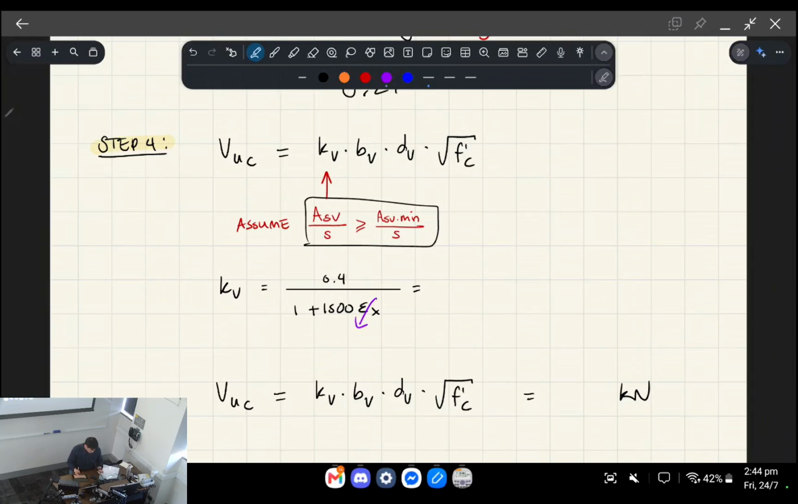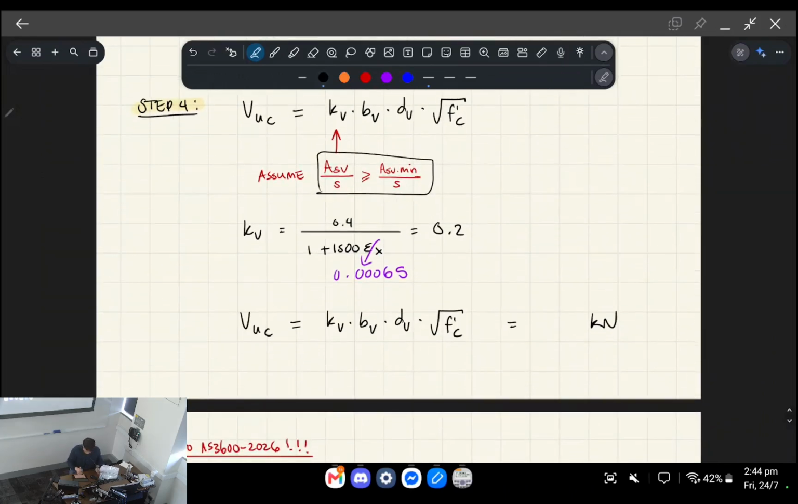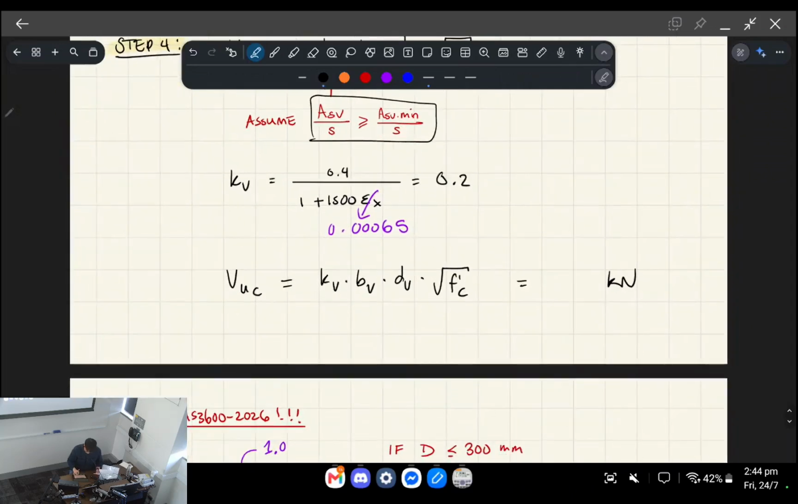We calculated epsilon x already. It was 0.00065, all right, giving us a KV value of 0.2 if we use the detailed method like we're doing. Okay, and this will inform how we calculate VUC, the concrete's shear strength, okay? Plug everything in, giving us 135.4 kilonewtons, okay? So that's the concrete part done.